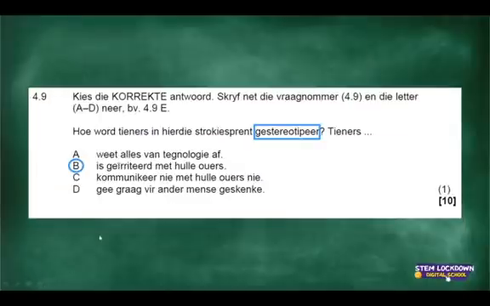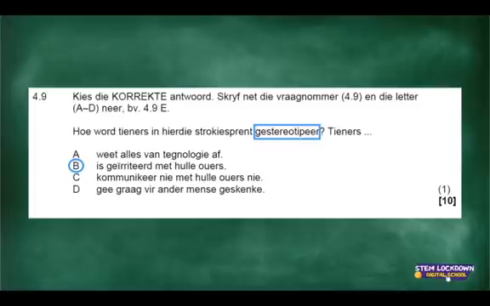Goed, en dan 4.9. Kies die korrekte antwoord, skryf net die vraagnommer en die letter neer. Hoe word tieners in hierdie strokies prent gestereotipeer? Now, I said to you, when you get the cartoon, they will ask you about stereotypical behavior, be it on Jeremy, be it on that cartoon. I said you should all go and have a look at Meester, where it's the teacher with Nielsie, the student that's not interested. It's the male teacher. He's always grumpy. Nielsie is always uninterested.